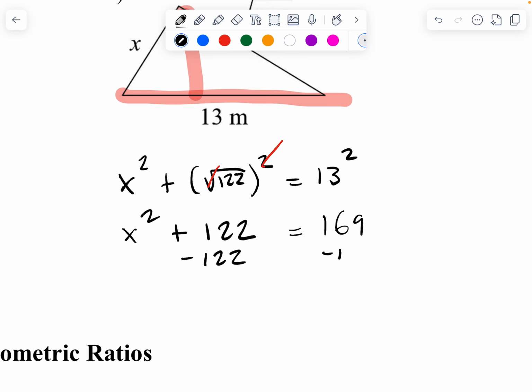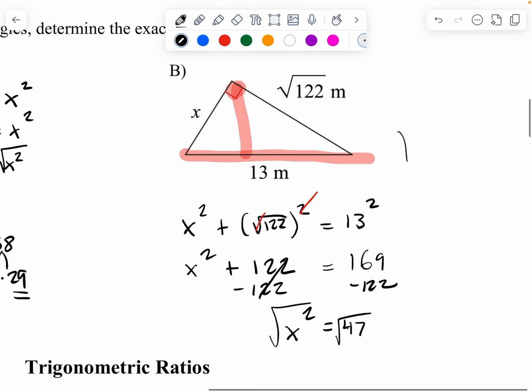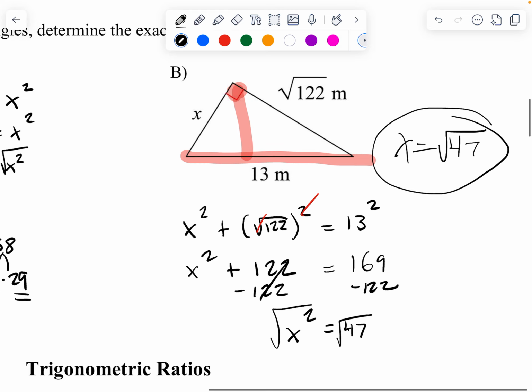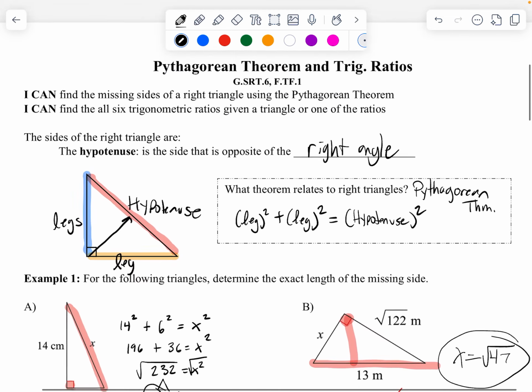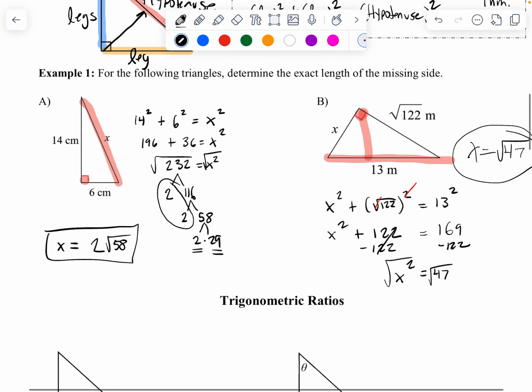Subtract that over. And we end up with x squared equals 47. Square root, we don't need the minus in that plus minus, so x equals the square root of 47. Now, 47, fun fact, is not going to simplify, which means that is your final answer and you're good to go. So that's the Pythagorean theorem and the setup you need for the rest of the lesson.